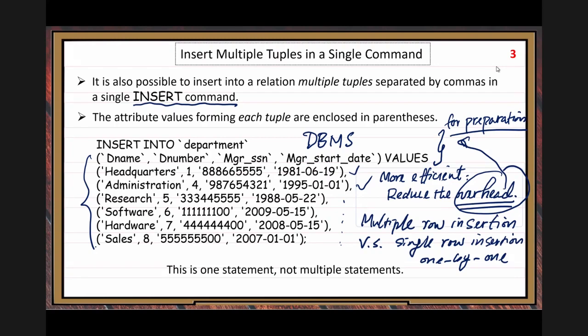Here, you just need to know that if we can put multiple rows together inside one insert statement, we can save some resources, memory resources. The way to do it is as simple as this example. It improves performance by reducing overhead. I already talked about that. It is one statement, not multiple statements, because you see only one command, with the semicolon at the end. Only one command.